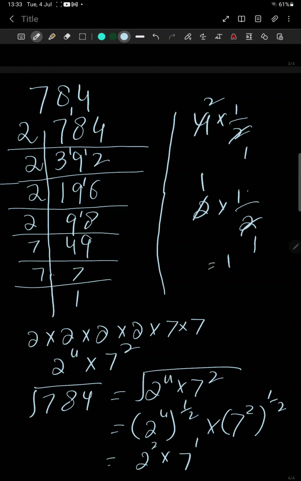Over here will be 1. So the answer is 2 into 2 into 7, which will give us 7 2s are 14, 14 2s are 28. Finally the answer is 28.